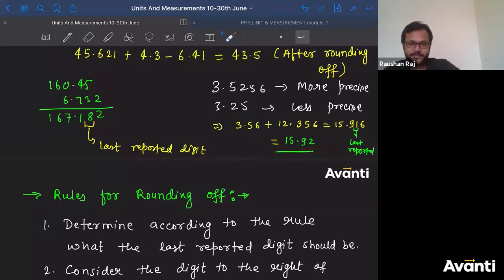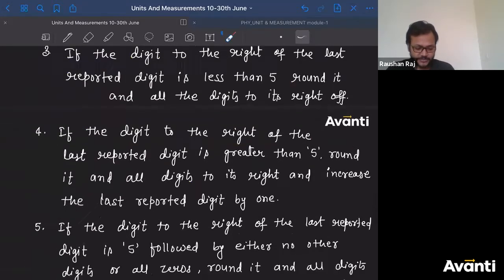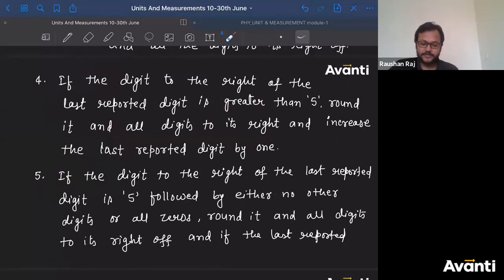Okay. Less than 5 done, greater than 5 done. What if the digit to the right of the last reported digit is equal to 5? What if the digit to the right of the last reported digit is equal to 5? So for that there's a rule. If the digit to the right of the last reported digit is 5, followed by either no other digits or all zeros.